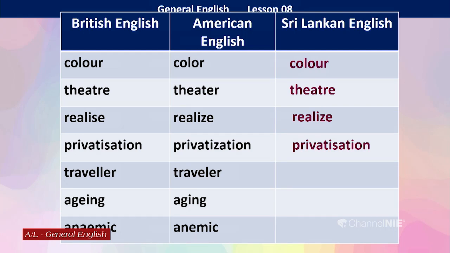Then traveller, there are two L's in the middle in British English, then in American English only one, and in Sri Lankan English we use traveller, T-R-A-V-E-L-L-E-R. Then ageing, A-G-E-I-N-G in British English. Then in American English they have omitted the E, but in Sri Lanka we use the British way of spelling. Then anaemic, A-N-A-E-M-I-C in British English, American English A-N-E-M-I-C, and in Sri Lanka we use the British spelling.